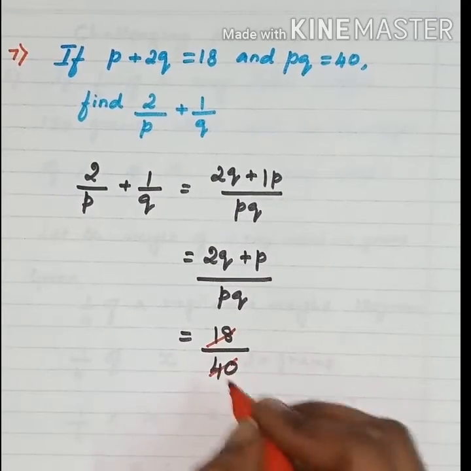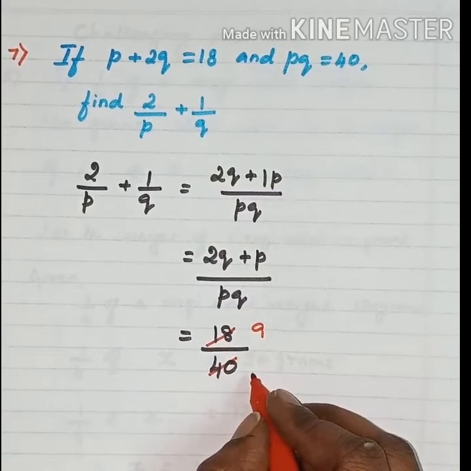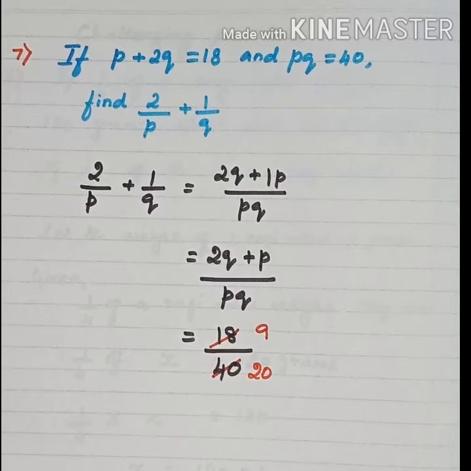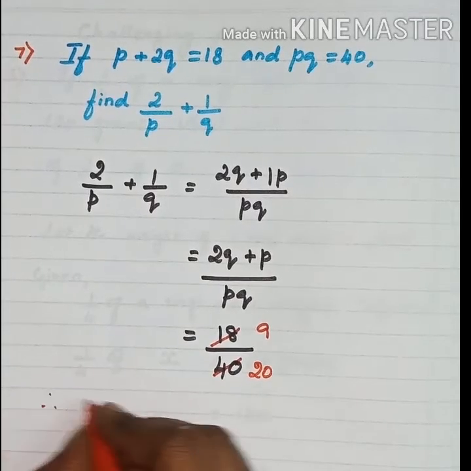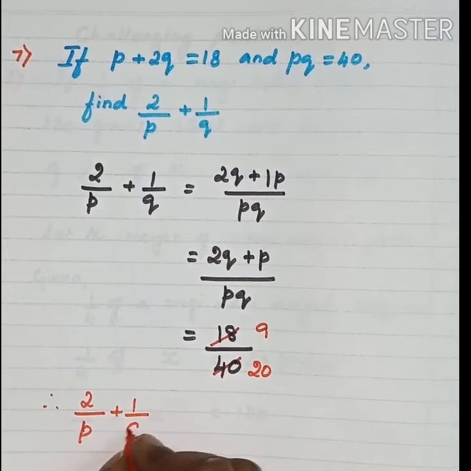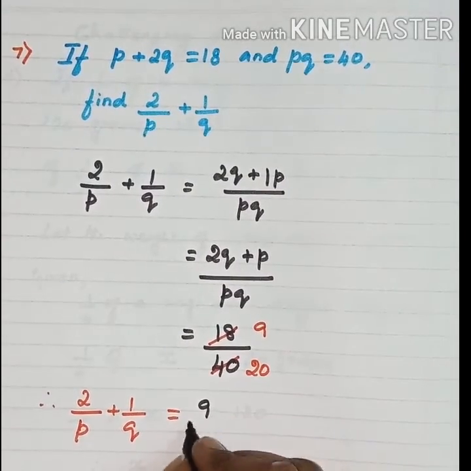Cancel it by 2 table. 9 2s are 18, 20 2s are 40. Therefore, 2 by P plus 1 by Q is equal to 9 by 20.